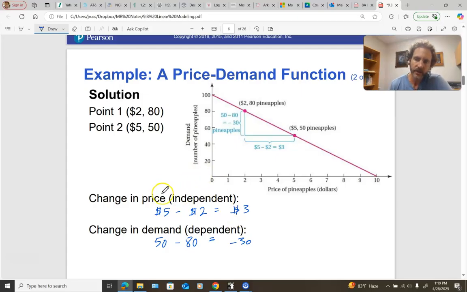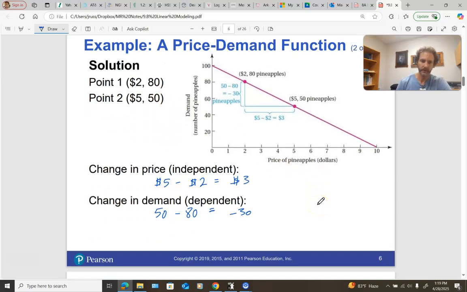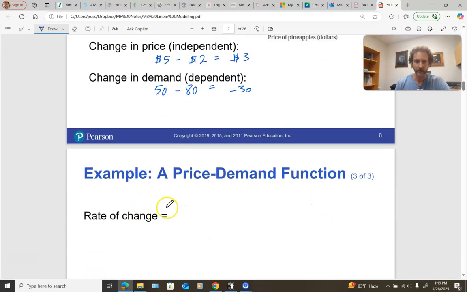Okay. And notice too, guys, how I did these. I always started with my second point. I said 5 minus 2, and then I said 50 minus 80. You have to be consistent here. All right. Now, if we want to actually find the rate of change, it's going to be the change in our dependent variable, which is negative 30.